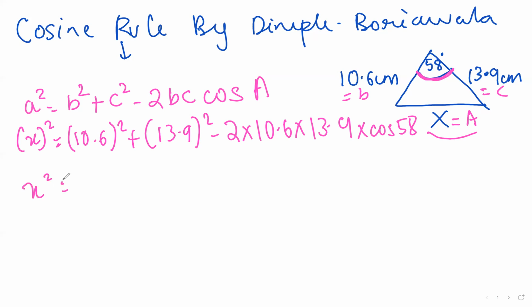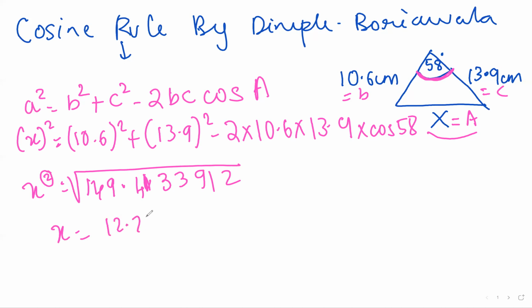So x square is equal to, straight away take it on your calculator, 10.6 square plus 13.9 square minus 2 into 10.6 into 13.9 into cos 58. So we got x square as 149.141. Just keep the whole thing on your calculator like that. I want only x, so I'll take the square to the other side, so I'll take root of this entire number. So x is equal to 12.22, which is equivalent to A.